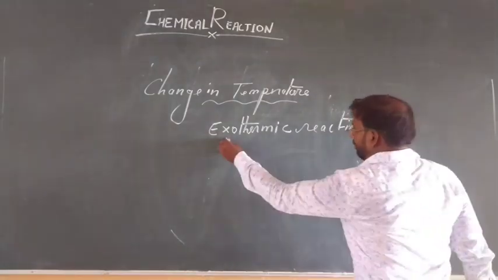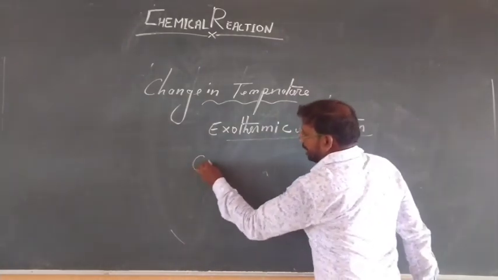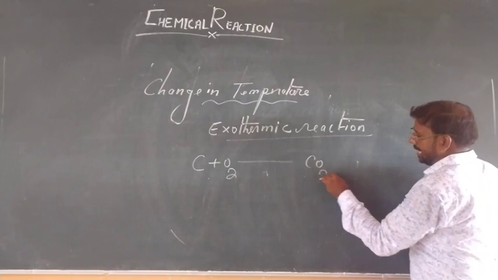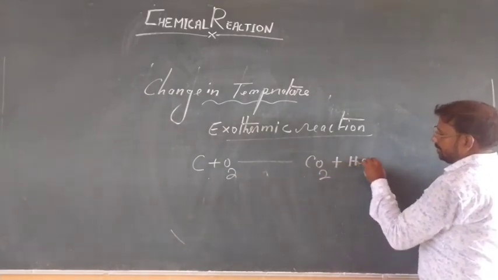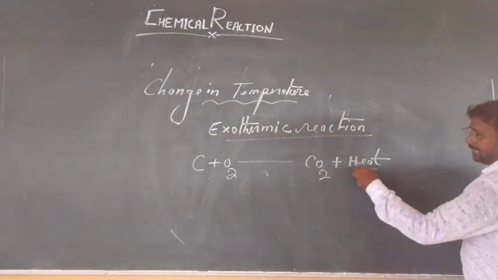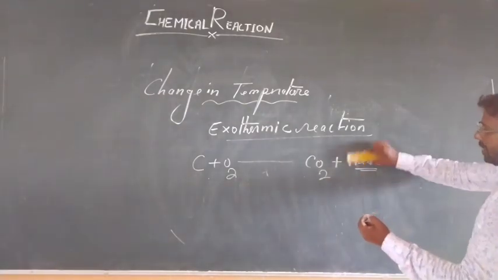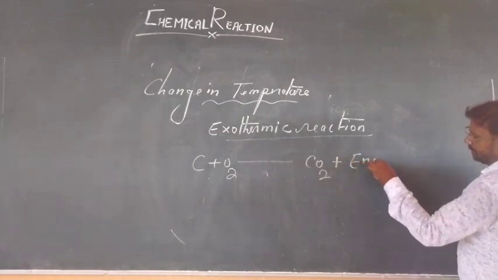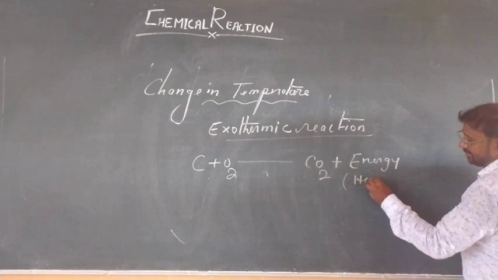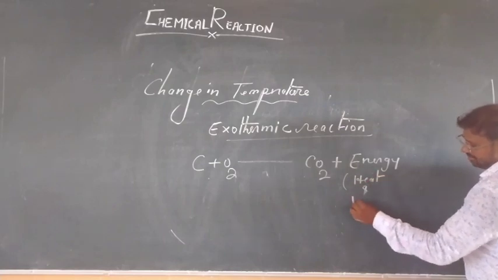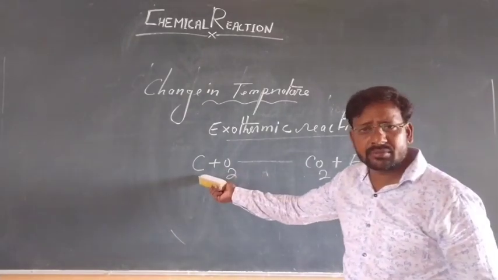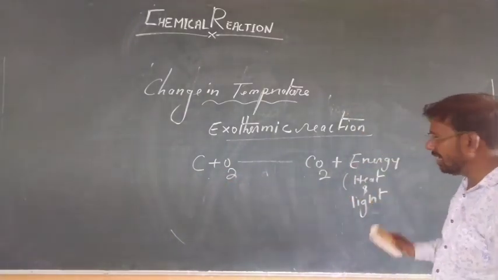Example is that carbon burns in oxygen. What will form? Carbon dioxide plus heat given out. You can write energy in the form of heat and light. Burning of wood is also an example of burning of carbon. What will you get? Heat and light.